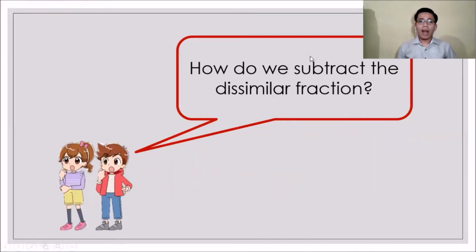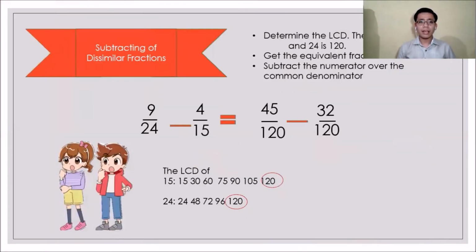So now, next slide. How do we subtract the dissimilar fraction? This is the question. How do we subtract the dissimilar fraction? Okay, subtracting of dissimilar fraction, we have 3 steps. Three simple steps. First, determine the LCD. The LCD of 15 and 24 is 120. Second, get the equivalent fractions. Third, subtract the numerator over the common denominator. So how are we going to do that?